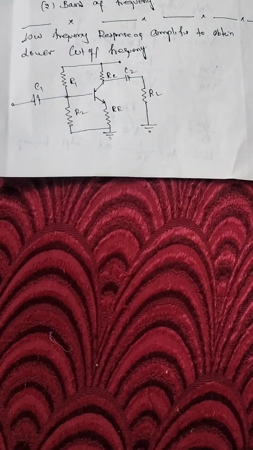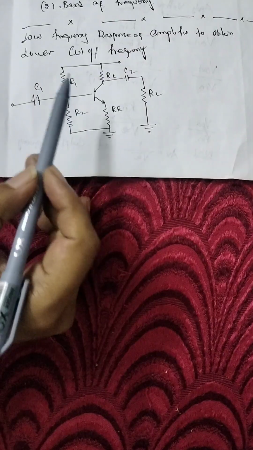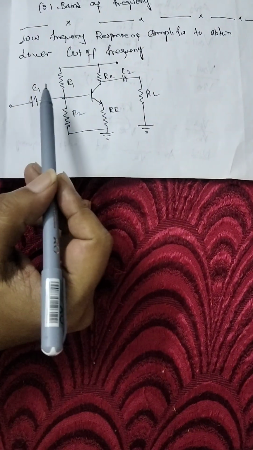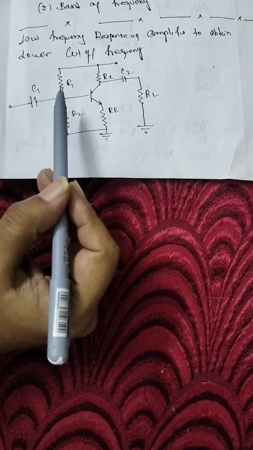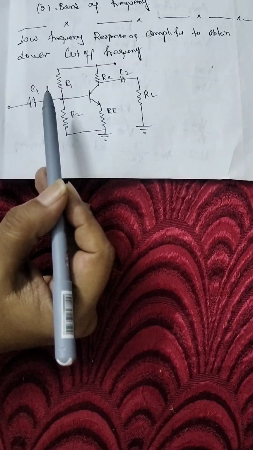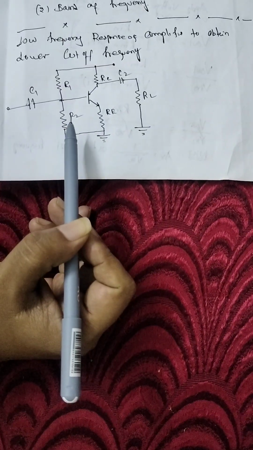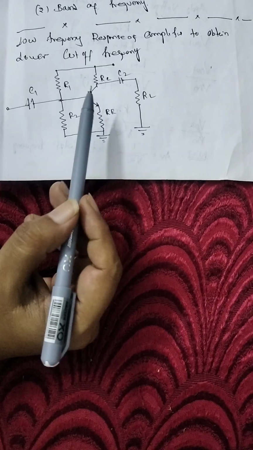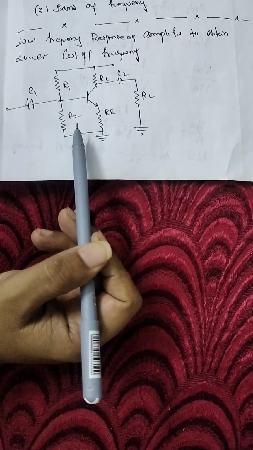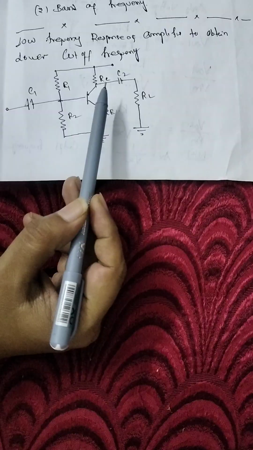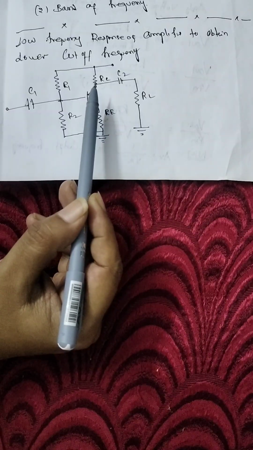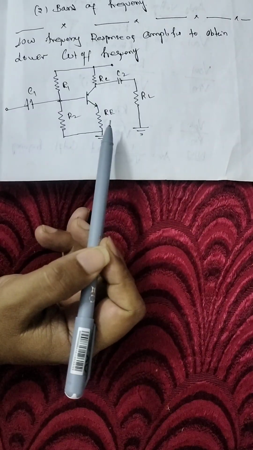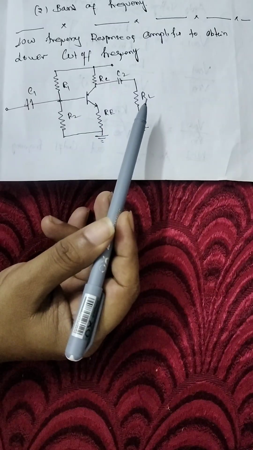See here, in this frequency response we are using a voltage divider bias. At the back side, two resistors are present, and that bias is called voltage divider bias. This is R1, this is R2, this is C1, this is RC the collector resistor, this is RE the emitter resistor, and this is RL the output resistor.